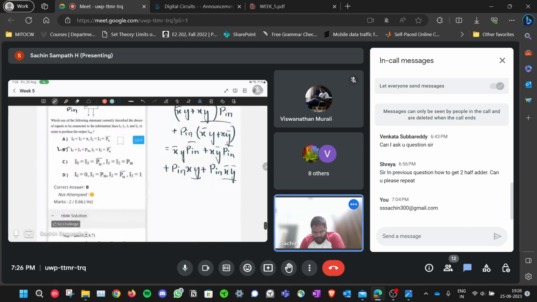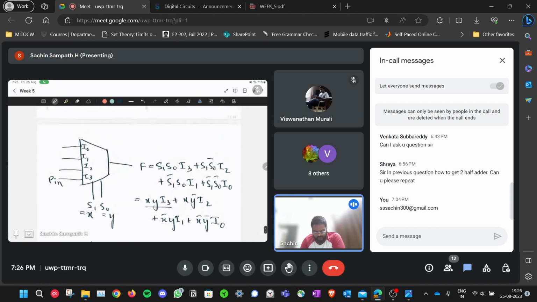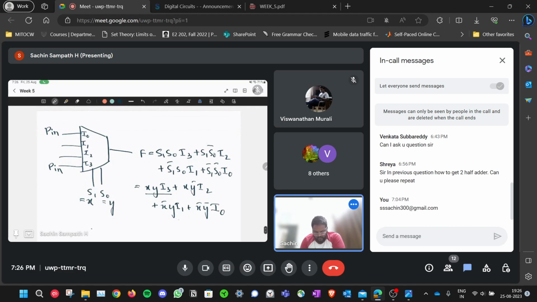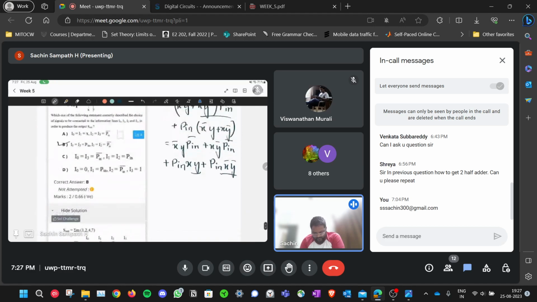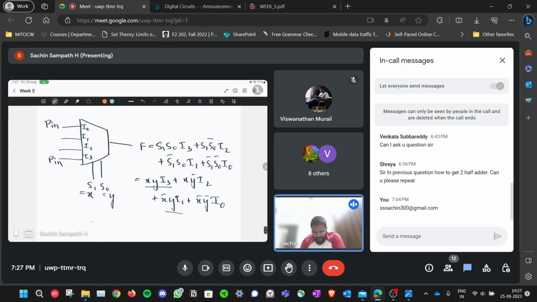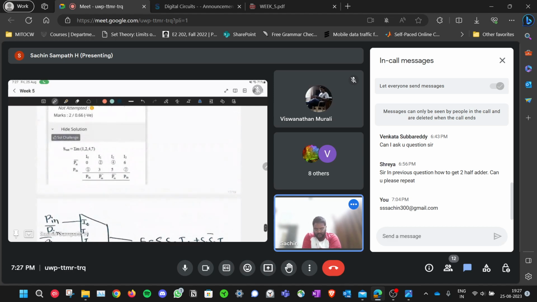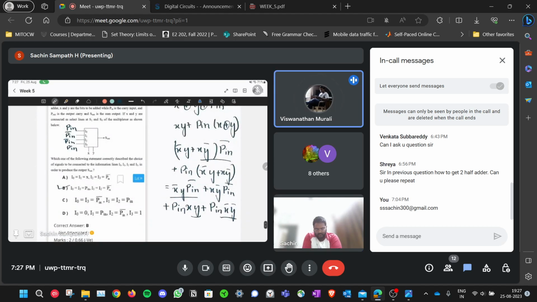You have X bar Y bar P in. Here you have X bar Y bar I0. So your I0 must be P in. And X bar Y I1. So you have this term X bar Y P in bar. So your I1 should be P in bar. Similarly, the other thing will also be P in bar. Okay, that's how you solve this.